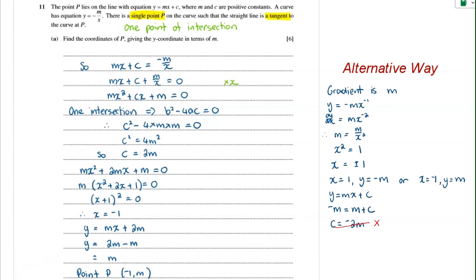This time we put in m where y is, and we're going to put negative 1 where x is, and we'll get m is negative m plus c. We take the m over and we add it, and we get c is equal to 2 times m, which is perfect because when m is positive, c is also positive. So that tells us, yes, that's the answer that we're looking for.